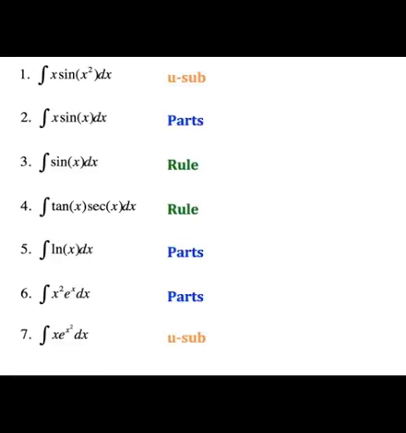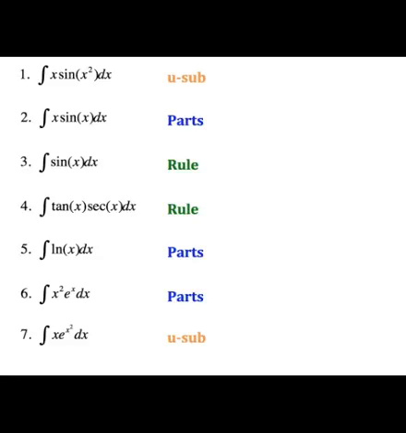And here are the results. Number 1, the integral of x sine of x squared dx is u substitution. Number 2, the integral of x sine of x dx is integration by parts. 3, the integral of sine of x dx is just a rule. Likewise for number 4, the integral of tan of x secant of x dx is just a rule. Number 5, the integral of the natural log of x dx is integration by parts. 6, the integral of x squared e to the x dx is integration by parts. And last, number 7, the integral of x e to the x squared dx is u substitution.